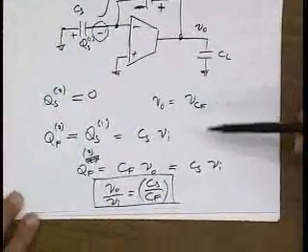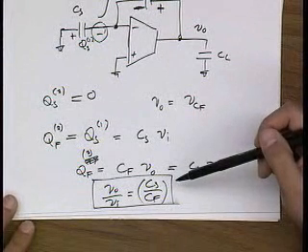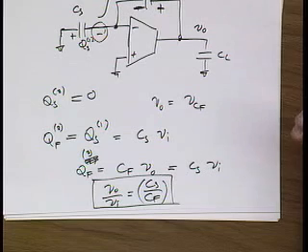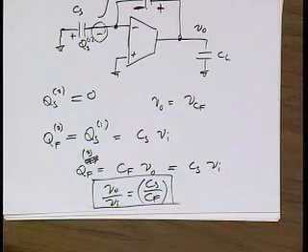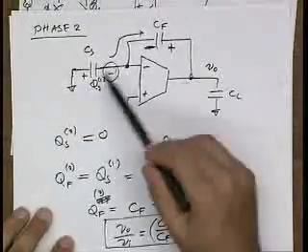First of all, did I mess up? Should this be negative CS over CF? Anybody? Kevin, you're sitting up here in the front. You're confident. Should this be negative CS over CF, right? Because then this is just an inverting amplifier.